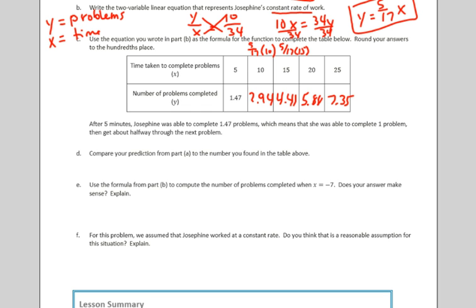Compare your prediction for part A to the number you found in the table above. So I guessed or predicted between 6 and 8. For 25 minutes, it was 7.35. So it was close to my prediction.